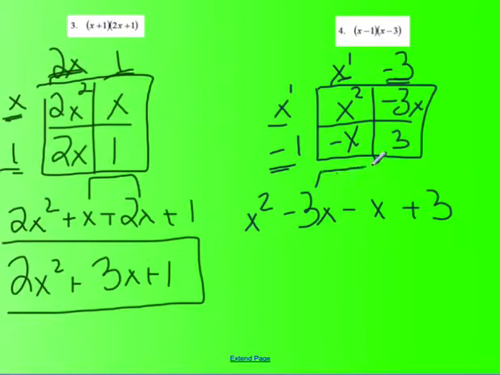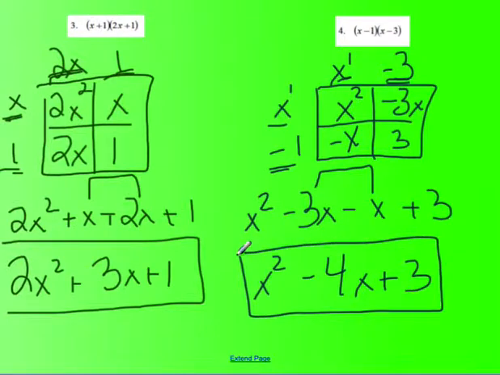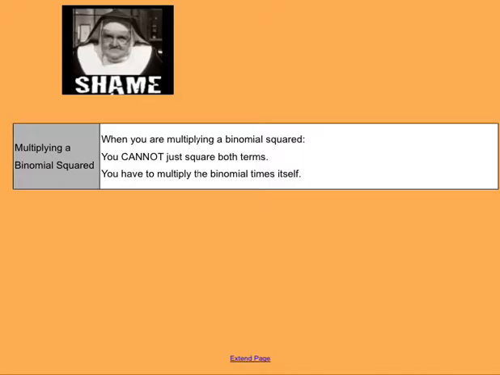Okay, so then we want to combine like terms. So x squared, negative 3x minus x, I get minus 4x, and then plus 3 when you combine those two terms. Okay, next.